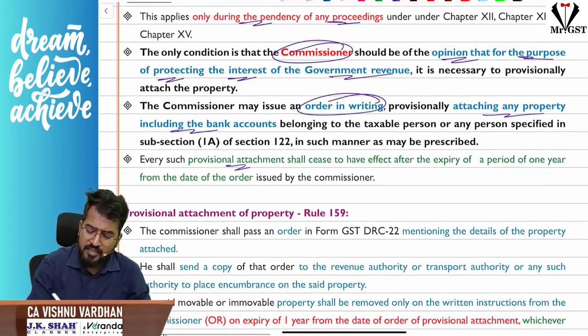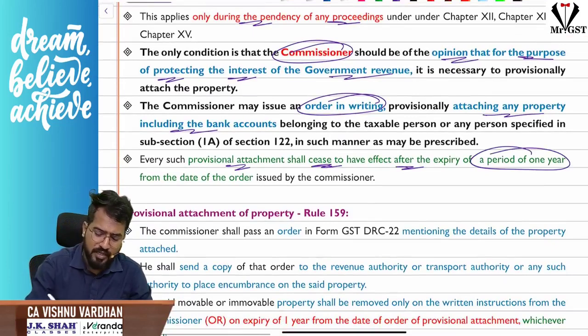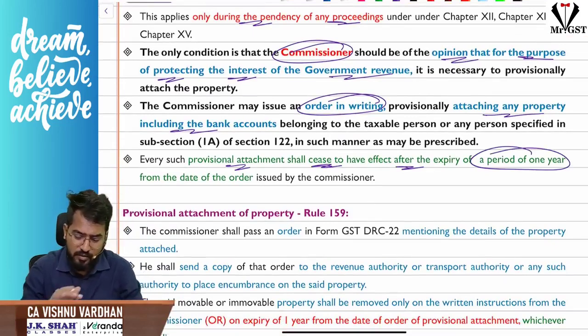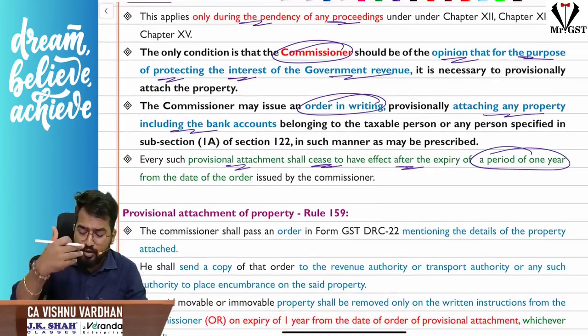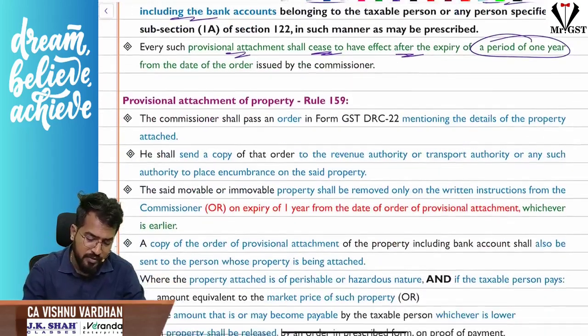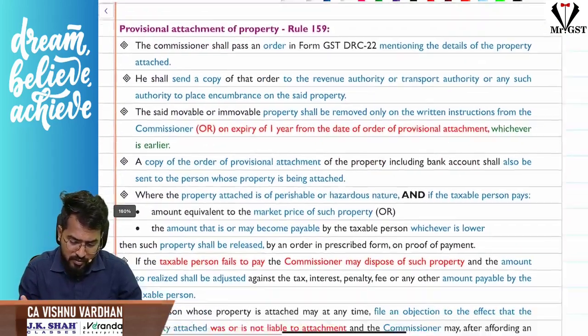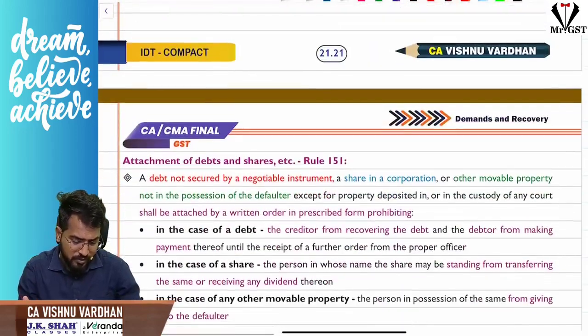And this provisional attachment shall cease to have effect after a period of 1 year. So within 1 year, obviously they will settle the things and close the transaction. They cannot provisionally attach the property for more than 1 year. Provisional attachment of property, all the stuff, we have seen here. You can just go through that.